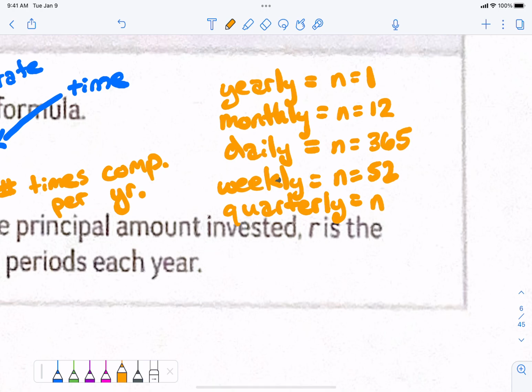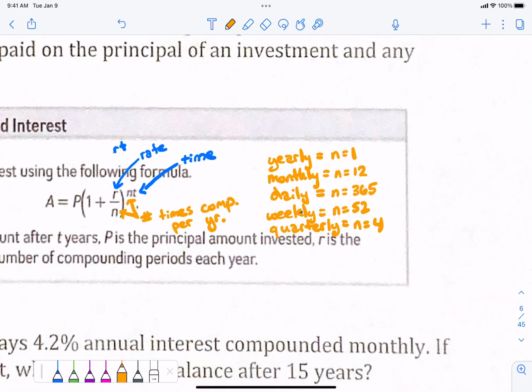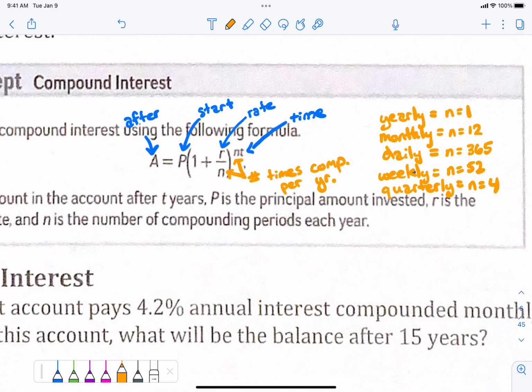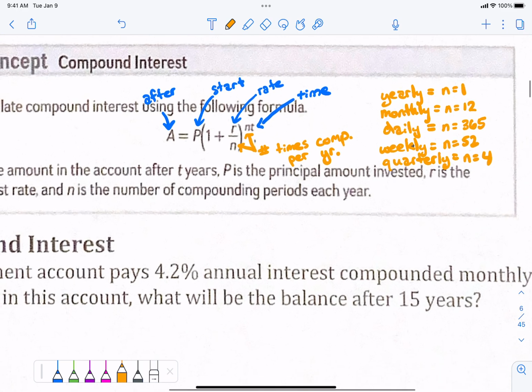Quarterly. How many quarters are there in a year? 4. Okay, quarterly would mean like every 3 months. So that's how that works. The number of times it's compounding, we get more in depth into that when you have trig class, but anyway, we'll talk more about that later. But that's all you need to know for now, okay?